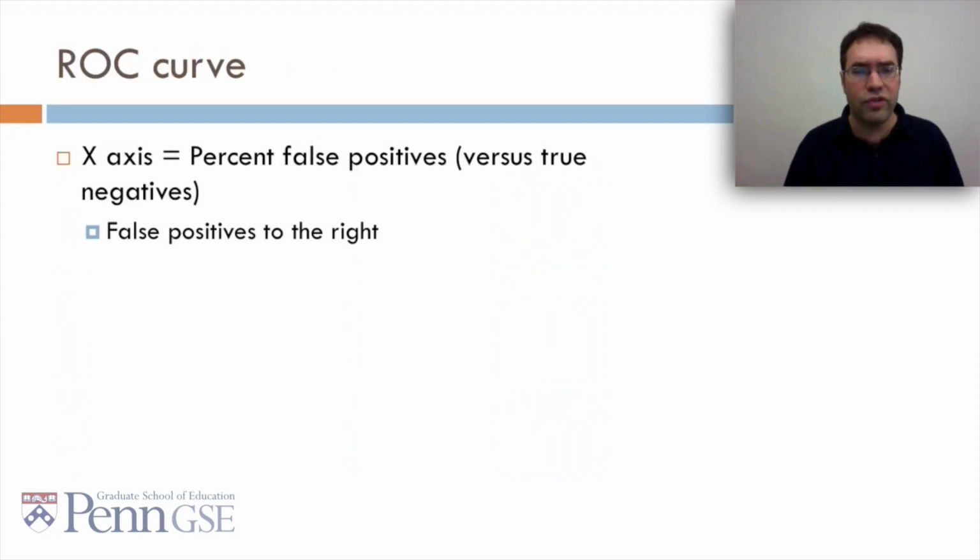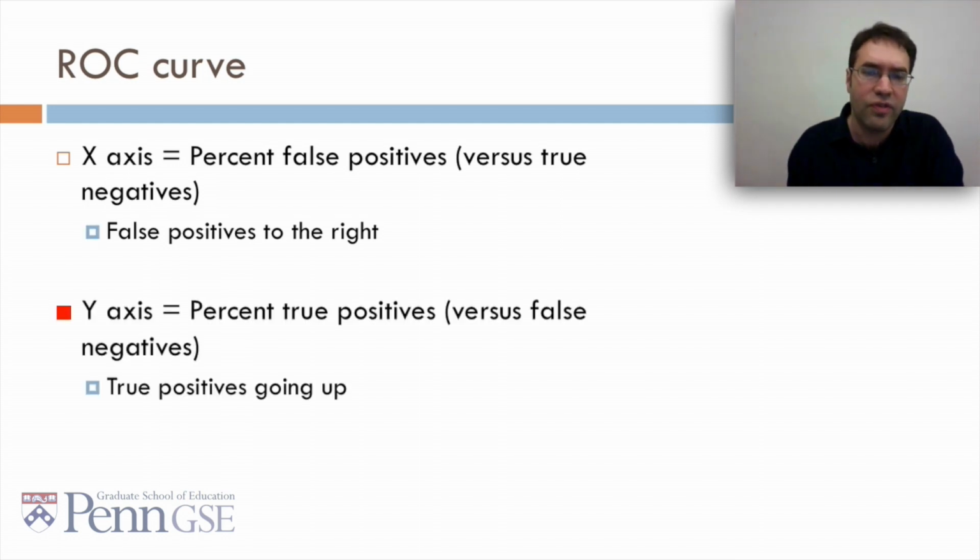An ROC curve graphs 2 relations. The first one on the x-axis is the percent false positives versus true negatives. So of the cases where the data are 0, what percentage of them are actually classified correctly by the detector, and which percentage of them are classified incorrectly, meaning false positives. And we put false positives to the right and true negatives to the left.